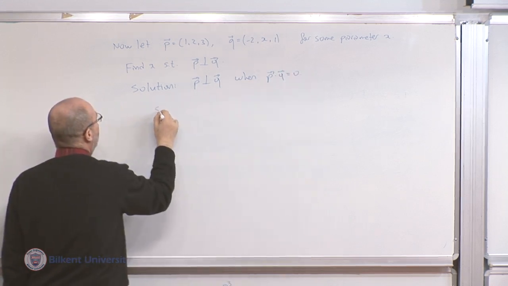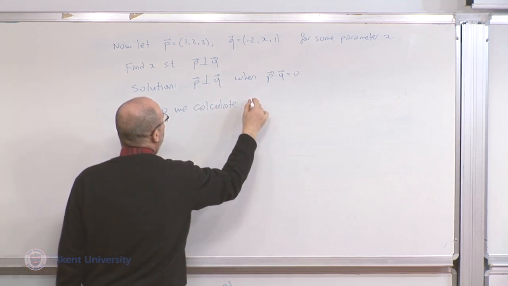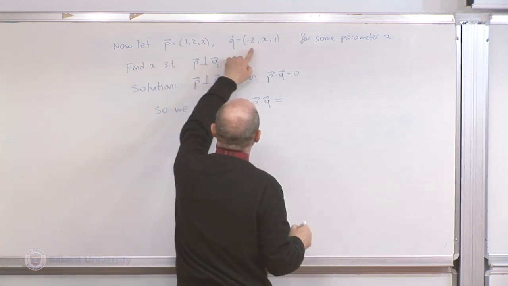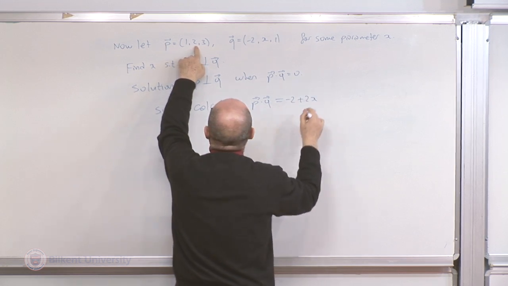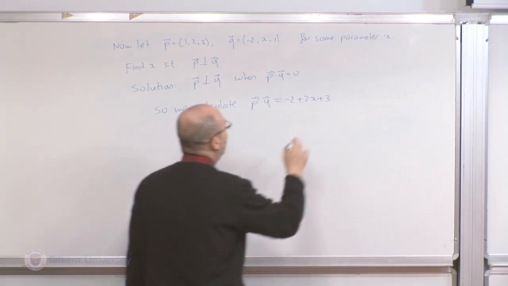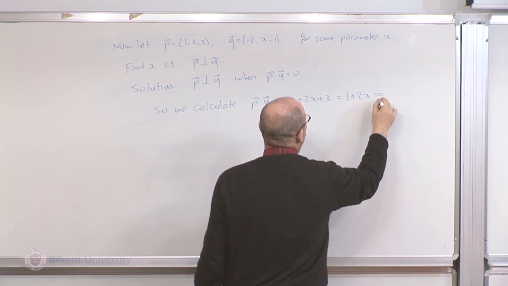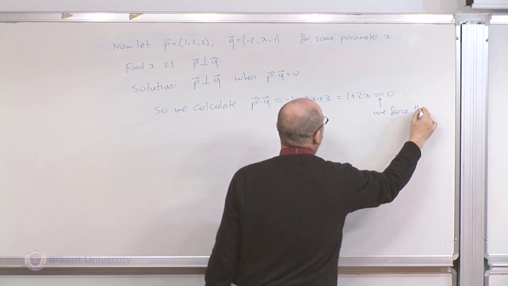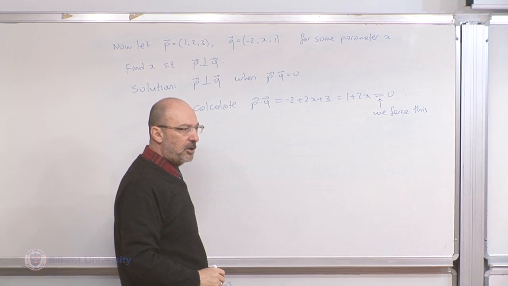So P is going to be perpendicular to Q when P dot Q equals 0. We calculate P dot Q: 1 times minus 2, plus 2 times x, plus 3. So this is equal to 1 plus 2x. We force it to be equal to 0. Now, fortunately, x can be solved.